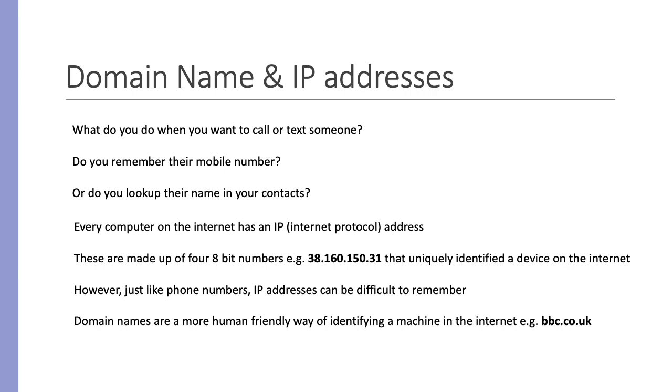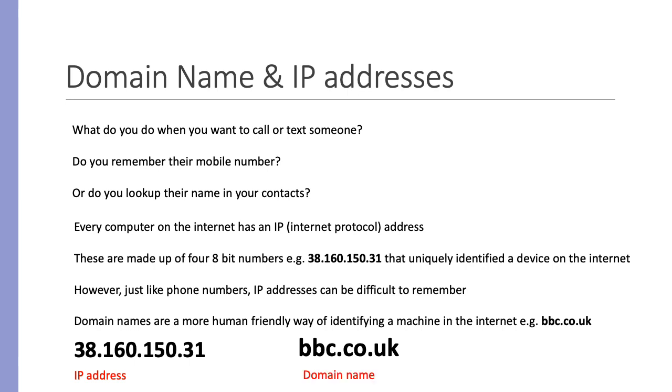And an IP address is just a series of 4 8-bit numbers. Here's an example: 38.160.150.31. And this is a number that will uniquely identify a specific device on the internet. However, because just like phone numbers, IP addresses are difficult to remember, we can substitute these for what we call a domain name. And the domain name is a more human-friendly form of the IP address. In this case, the IP address that we've been looking at, 38.160.150.31, is actually for the domain name bbc.co.uk. So the IP address is a series of 4 8-bit numbers, and the domain name is a human-friendly version of that IP address.